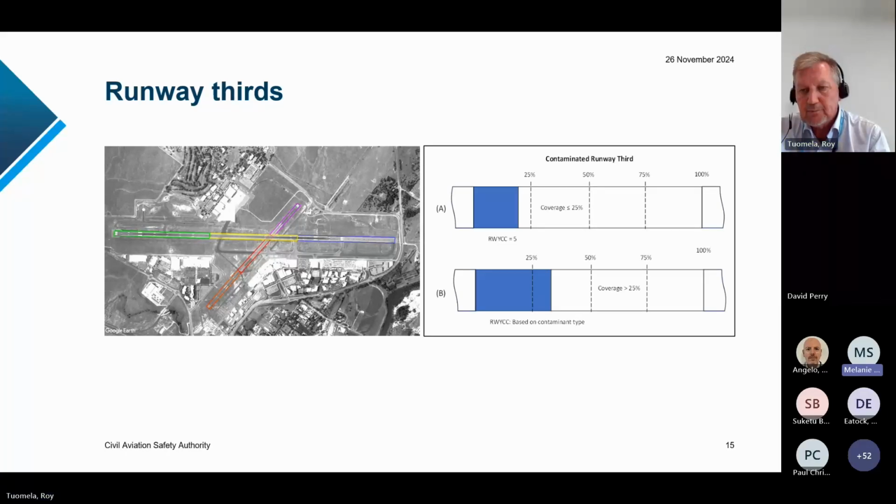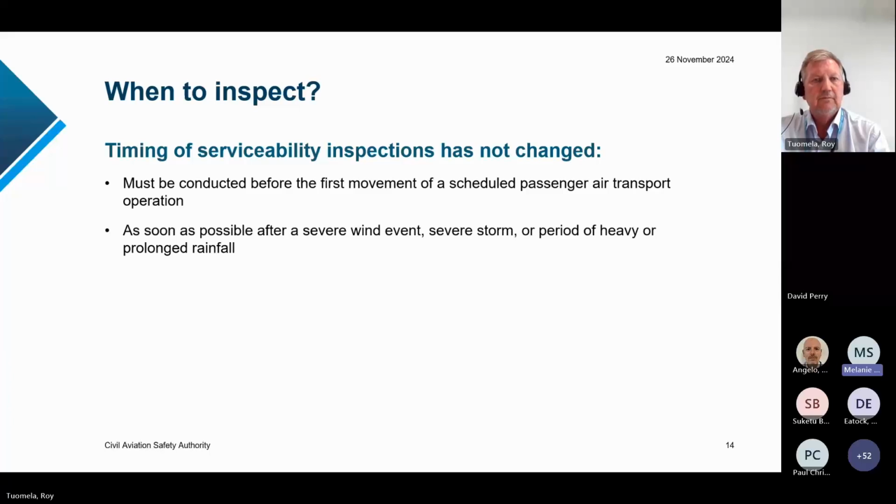Yeah. So with the last slide, the second point, as soon as possible after a severe wind event, severe storm, or period of heavy prolonged rainfall, what would you define as soon as possible? We typically only have staff Monday to Friday, and we generally wouldn't have any known or scheduled flights over the weekend. Would it still be expected that we would go out on like a Saturday morning or a Sunday?